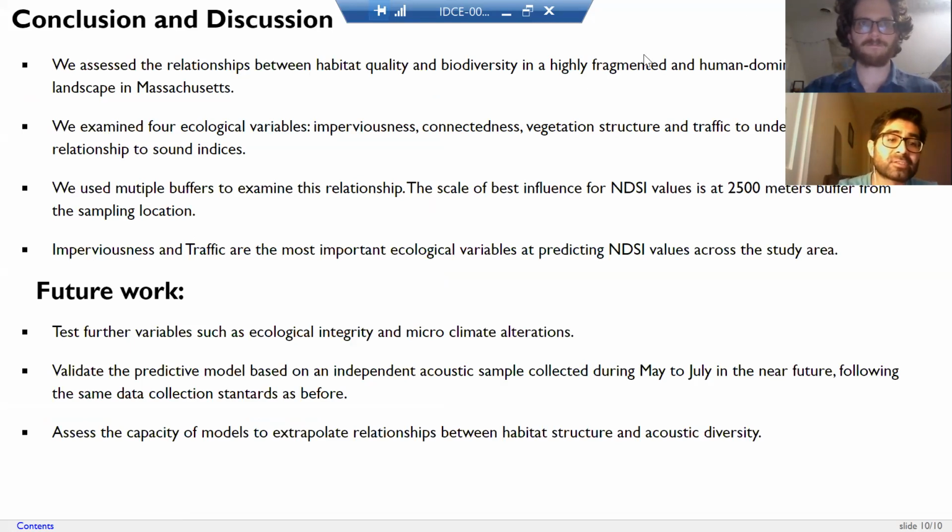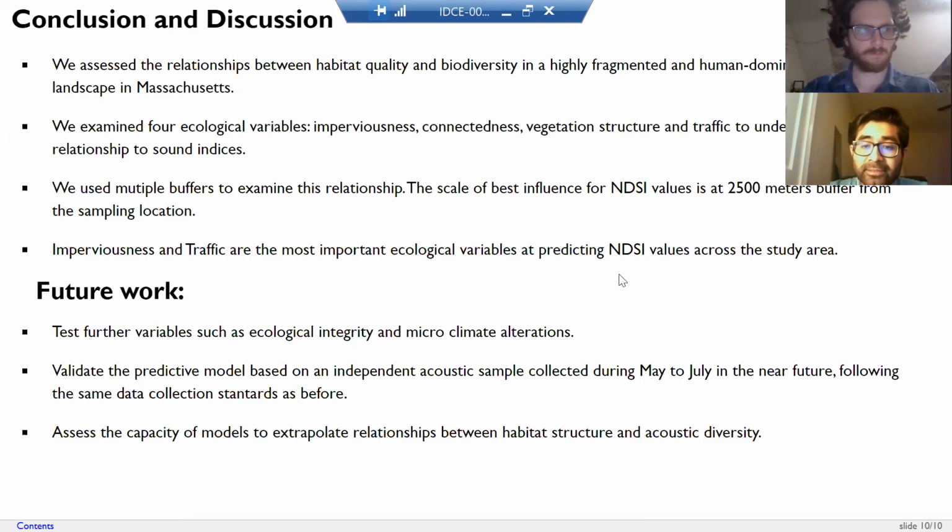So we assessed the relationship between habitat quality and biodiversity in a highly fragmented and human-dominated forest landscape in Massachusetts. It was expected that ecological variables such as imperviousness and traffic have a much higher degree of influence at predicting NDSI values compared to connectedness and vegetative structure. The NDSI prediction results are highly reasonable, and they correlate well with the 4 ecological variables of interest. In urban landscapes, imperviousness often decreases habitat for species distribution, and it also leads to habitat fragmentation, which causes a decrease in habitat connectivity, affecting the range of continuous movement of species across the landscape.